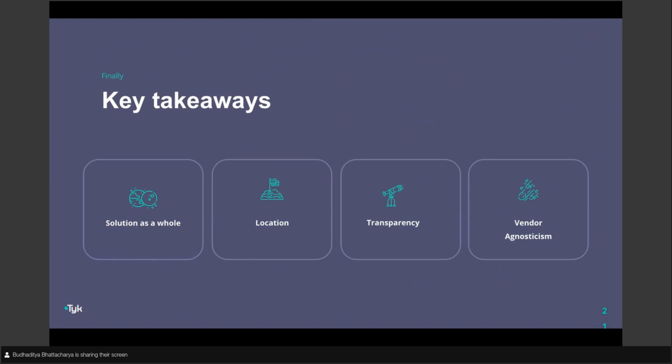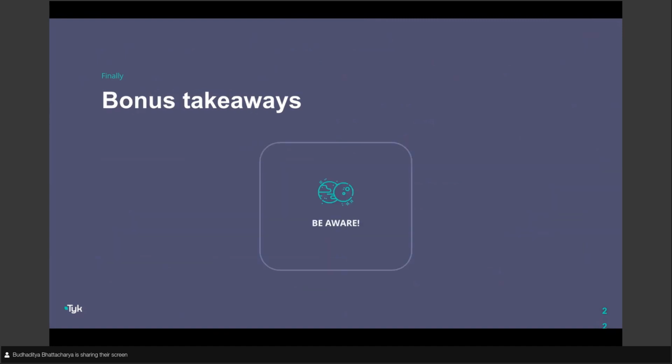So that's that. And there is one final slide, which is essentially a bonus takeaway, because I think I've hinted at this a lot throughout the entire presentation. But this is very, very important because you need to be aware. You need to be aware about the rules. You need to be aware about the regulations that you need to adhere to.